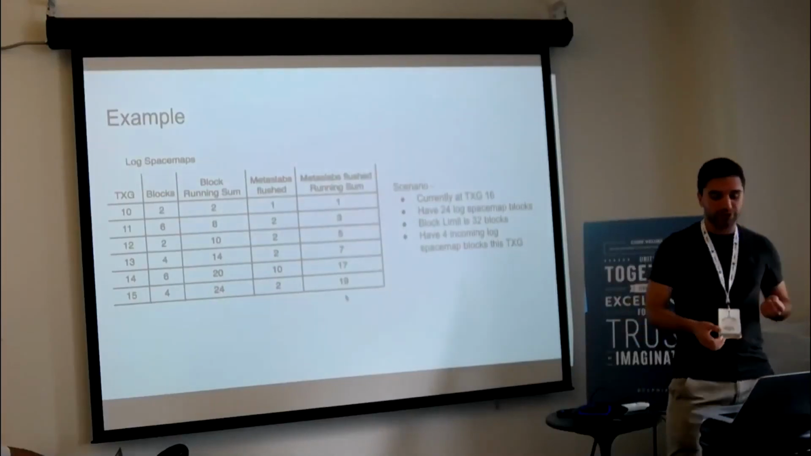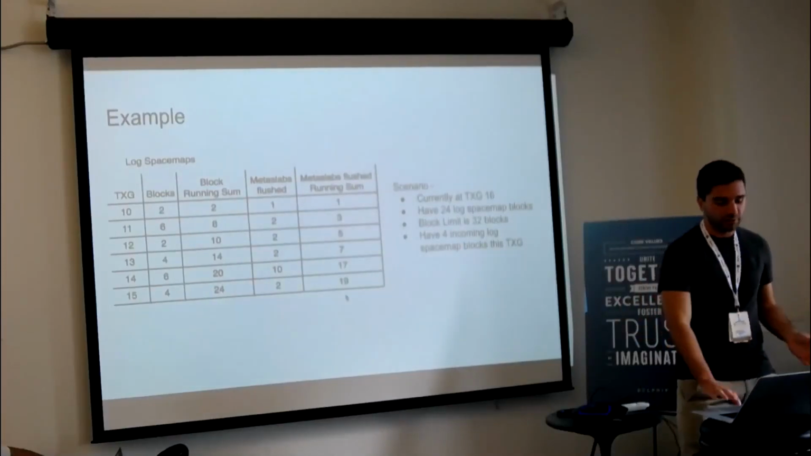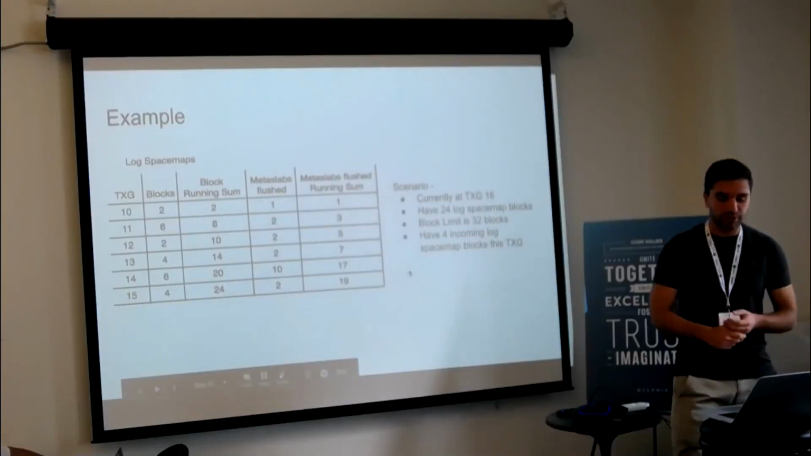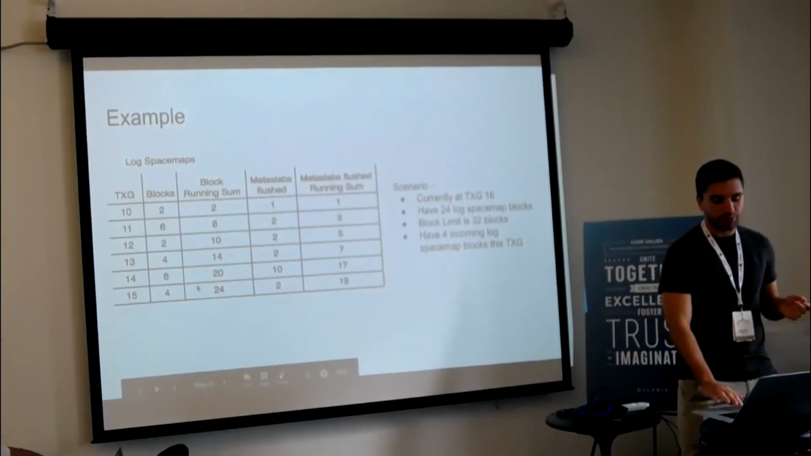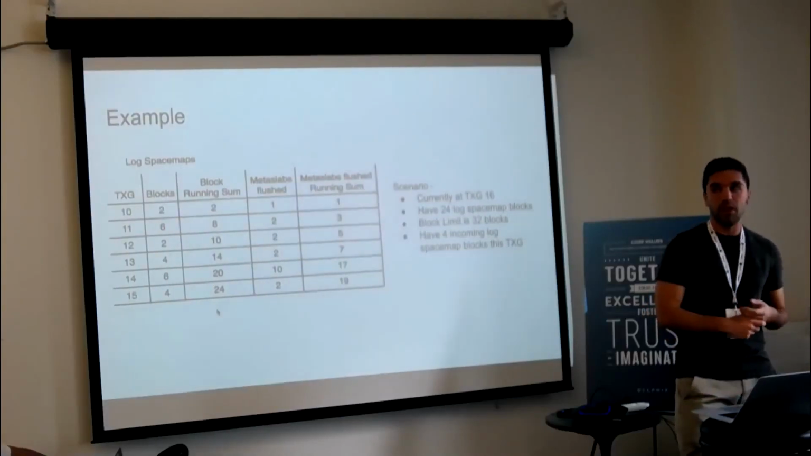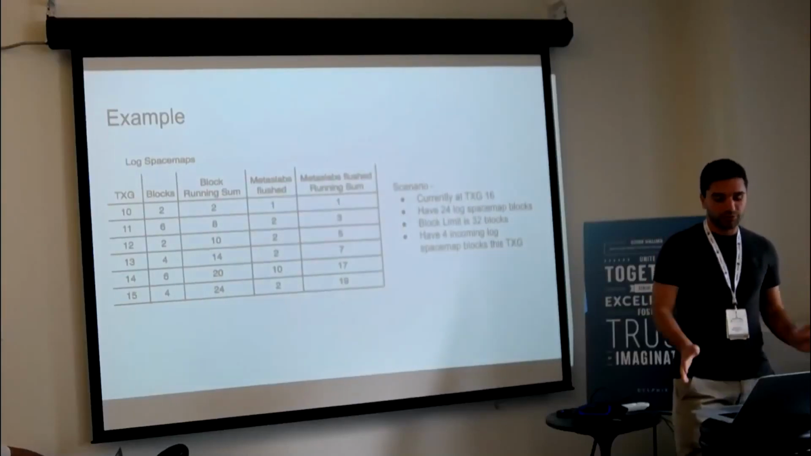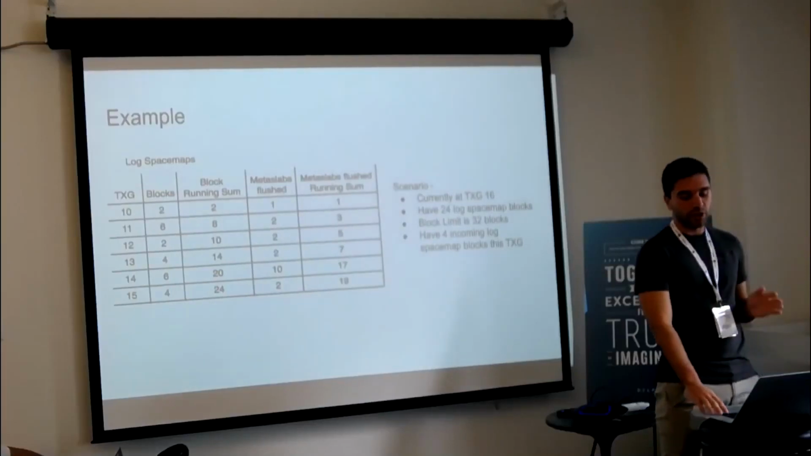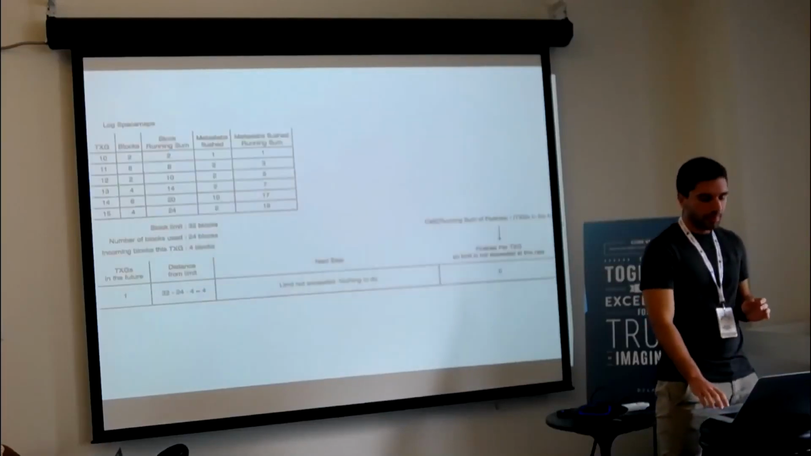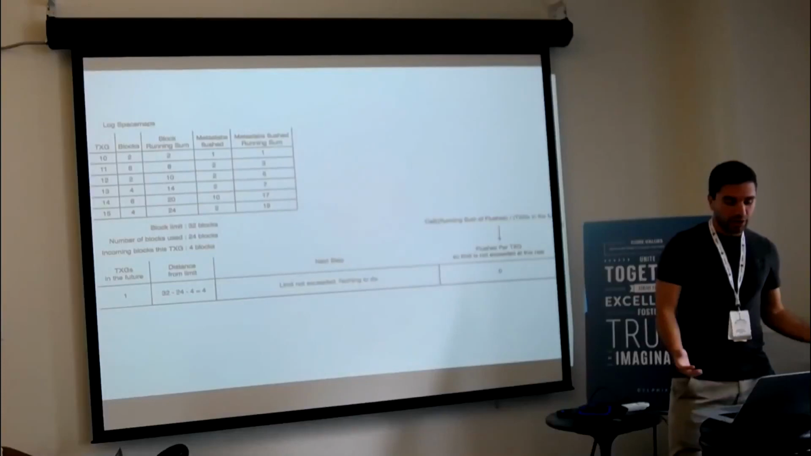So the scenario for this example is that we are currently at TXG16. There's no log over here for TXG16. We have 24 log space map blocks. You can see it on the running sum right here too. And we set the block limit of 32 blocks. And for now, just for demonstration purposes, we say that we have 4 incoming log space map blocks. So we start running our heuristic.